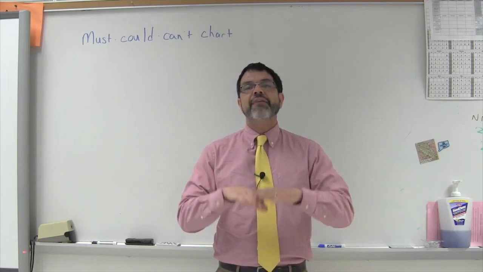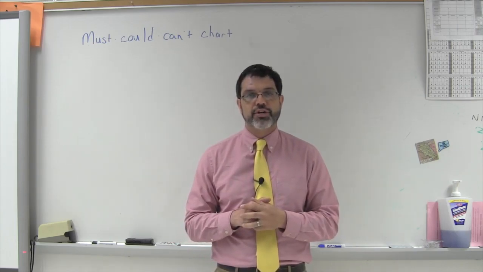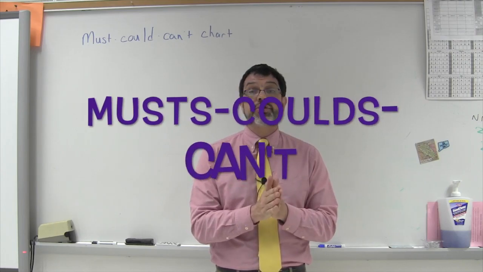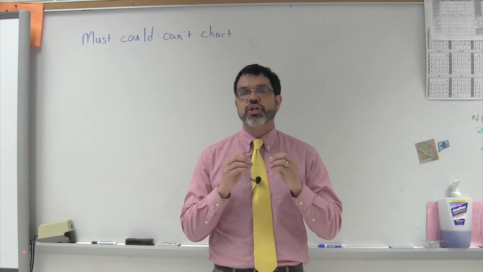So, after you've identified the audience, the purpose, the situation, and other environmental considerations, the next thing you're going to do is identify the musts of this writing, the coulds of this writing, and the can'ts. These are things that writers do.